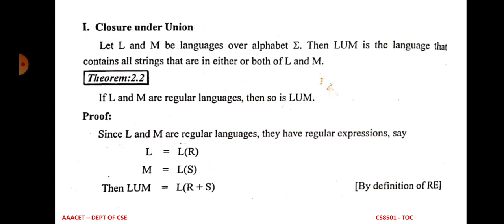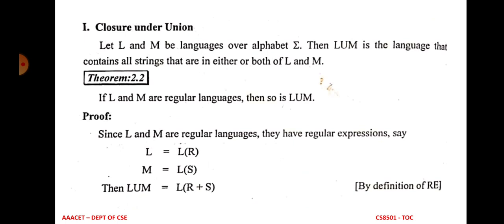So consider two languages named capital L and capital M over the input alphabet sigma. When we apply the union operation to these languages, L union M, then all the strings that are in either L or M or both of L and M, because it is a union operation, that is plus. Plus means either one of them or both have to appear in the particular string. So this is the definition of closure under union. Now we will see the theorem and the proof.